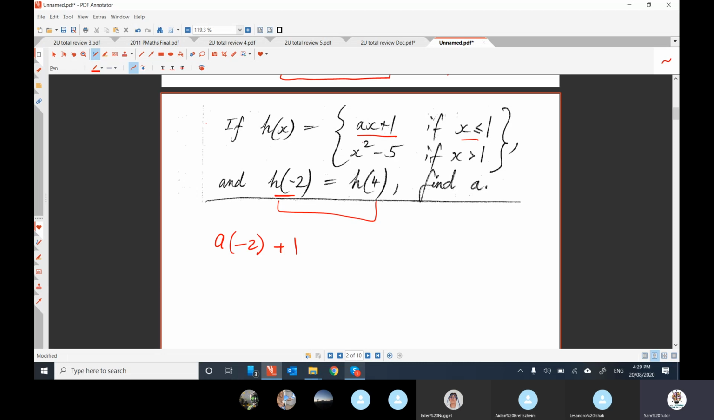Then perfect. So you replace your x's with -2. The next one, it says h of 4. And we know 4 is obviously where x is greater than 1, so this one here. 4 squared minus 5. So 16 take away 5 is 11. I'm liking your answer, miss.